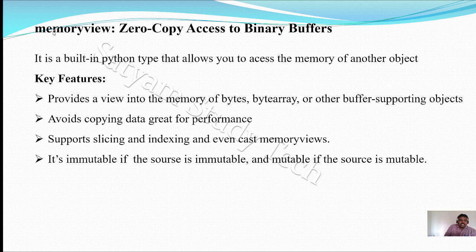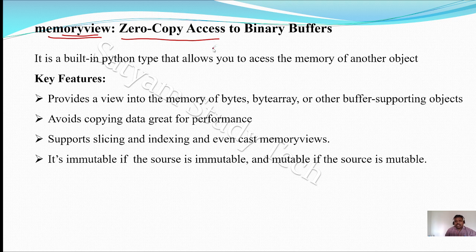Today's topic is memoryview in Python. What is meant by memoryview? You can take one example, then you can understand the use of memoryview. What is the difference between slicing and memoryview? Whenever you use memoryview, it gives zero-copy access. What is meant by zero-copy access?